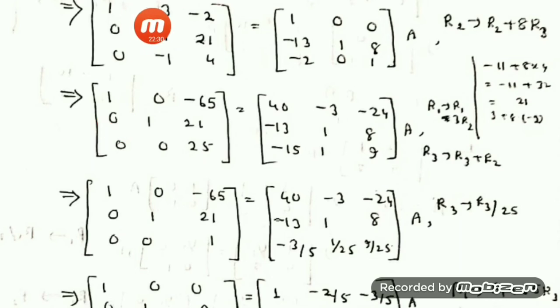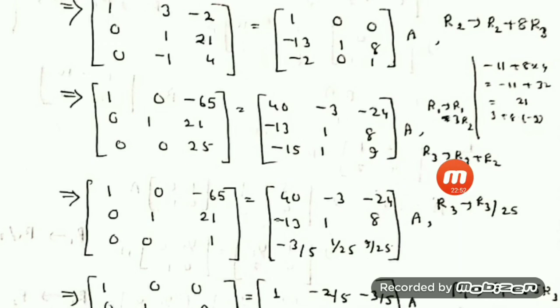It's 1. 3 minus 3 is 0. Minus 2 plus minus 63, that is minus 65. 0 minus 1 plus 39, 1 plus 39 is 40. 0 plus 3 into R2, so minus 3. 0 minus 24, that is minus 24.